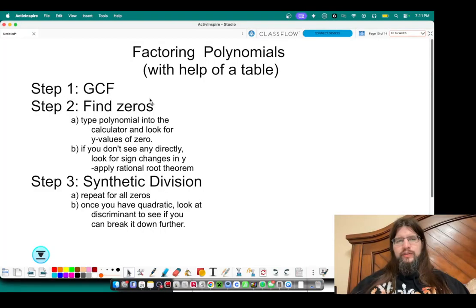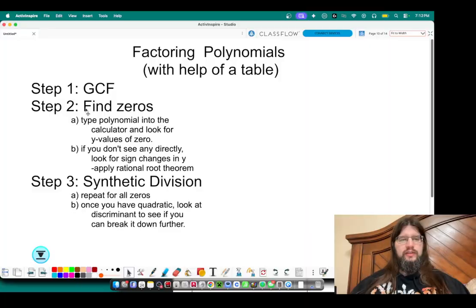However, no matter what kind of polynomial or anything you're factoring, the first step is always going to be to look for that GCF, greatest common factor. And that doesn't matter if you're using a table, if you're using your basic math facts, whatever you're doing. The first step is GCF.